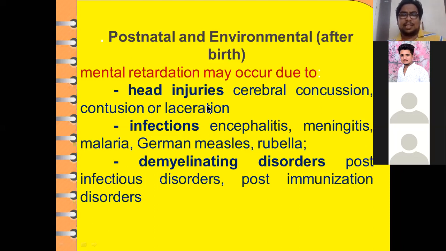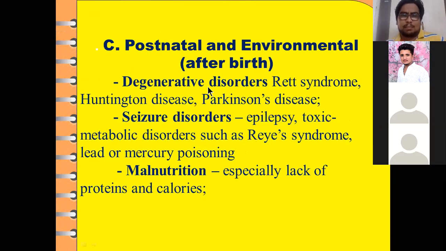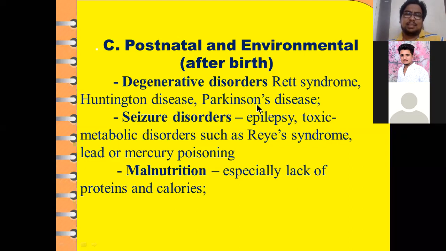So now we will see how we can prevent mental retardation. But still some other causes are there: degenerative disorders. Degenerative disorders like Rett syndrome, Huntington's disease, Parkinson's disease, seizure, most commonly epilepsy, toxic metabolic disorders, Reye syndrome, mercury poisoning. These are all common causes in the postnatal period.